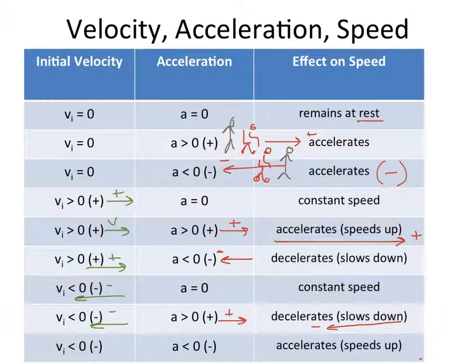And lastly, let's say we have a negative initial velocity, and we have a negative acceleration. That means you're starting out moving negatively, but something is applying acceleration to you in that negative direction. So even though you start out moving negatively, you're going to move faster and faster negatively because you're going to speed up in the opposite direction. You're going to have a faster velocity, but it's going to be in the negative direction. So those are all the possibilities you can have between velocity, acceleration, and speed.